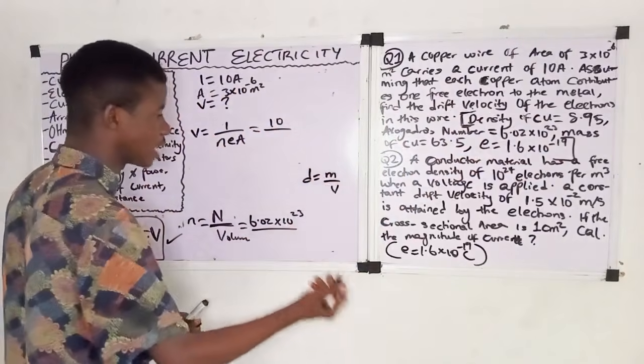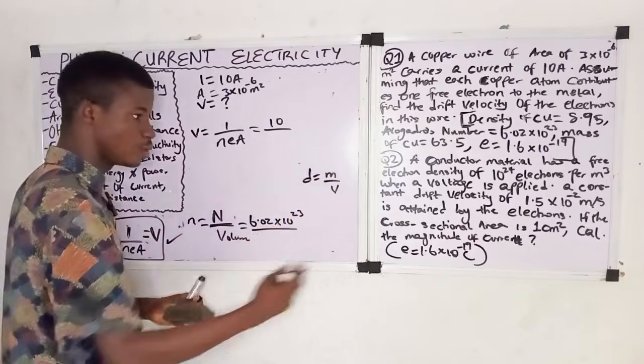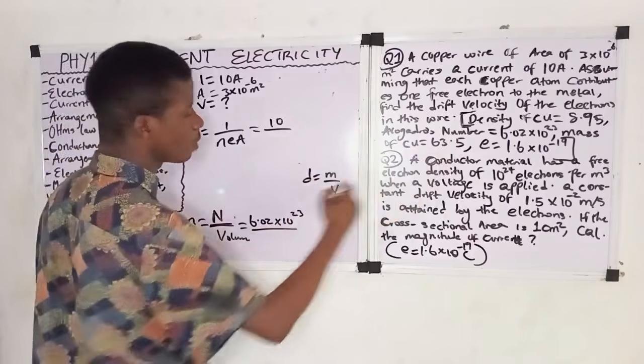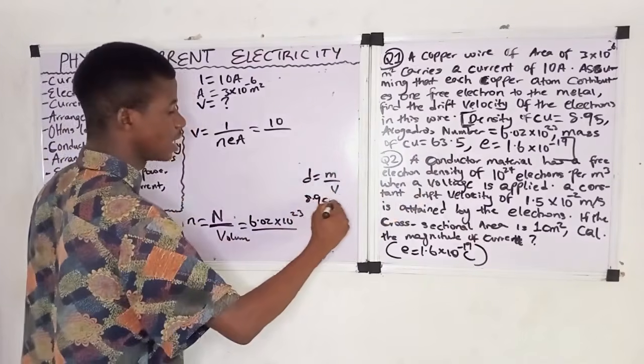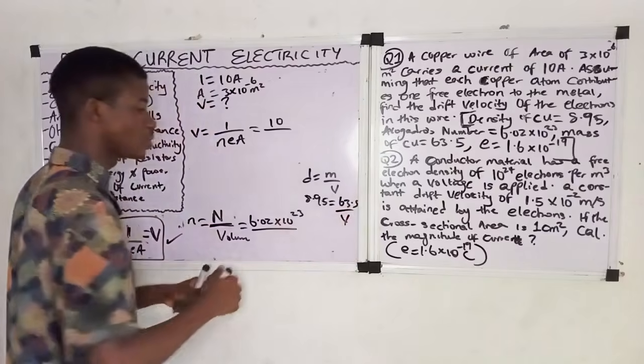The volume of that substance, right? They give us the density and the mass, so we use them to get the volume. So let's do it. The density of copper is 8.95, right? Then the mass of copper is 63.5, right? So let's look for volume.